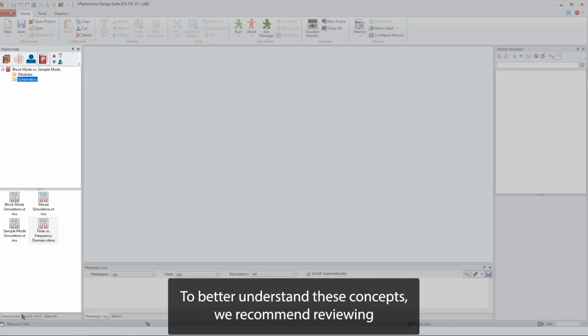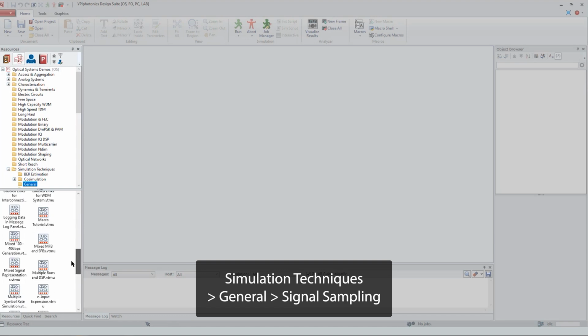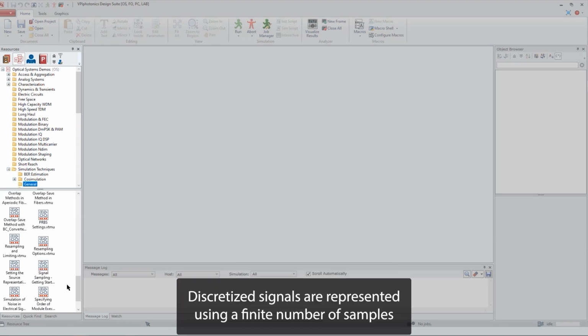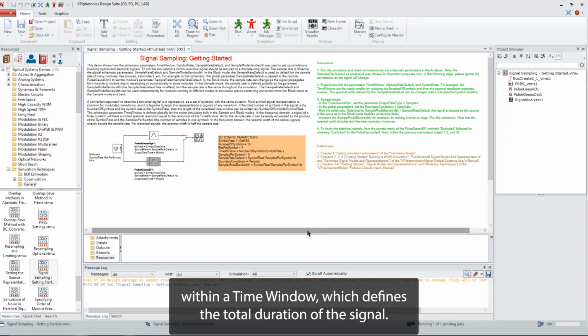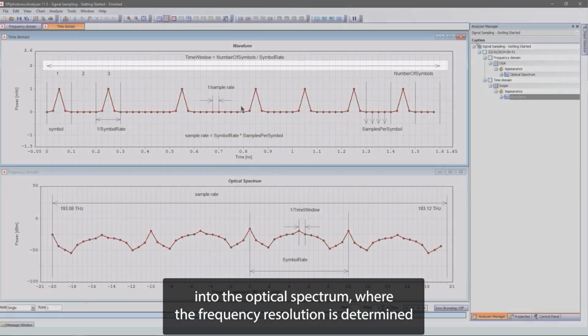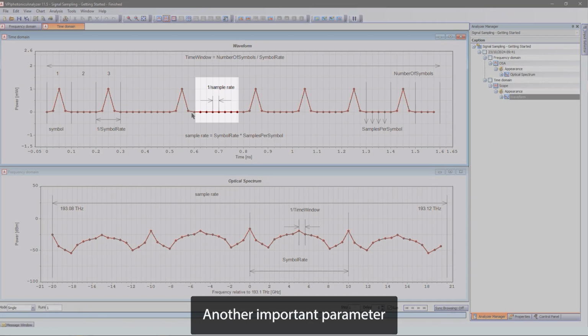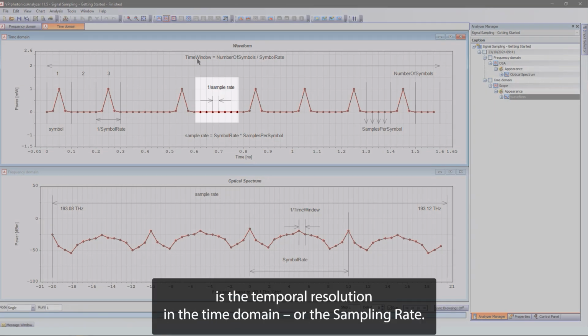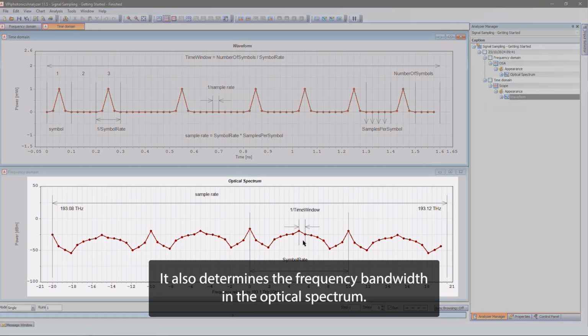To better understand these concepts, we recommend reviewing the signal sampling example under Optical Systems Demos, Simulation Techniques, General, Signal Sampling. Discretized signals are represented using a finite number of samples within a time window, which defines the total duration of the signal. By applying the fast Fourier transform to the time domain signal, we can convert it into the optical spectrum, where the frequency resolution is determined by the inverse of the time window. Another important parameter is the temporal resolution in the time domain, or the sampling rate. It also determines the frequency bandwidth in the optical spectrum.